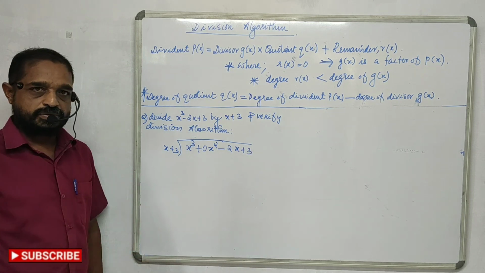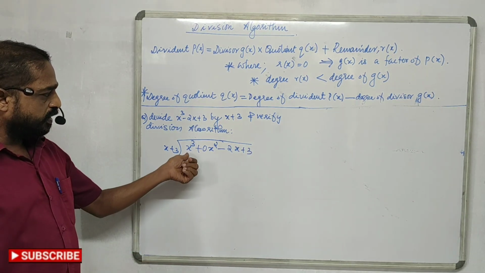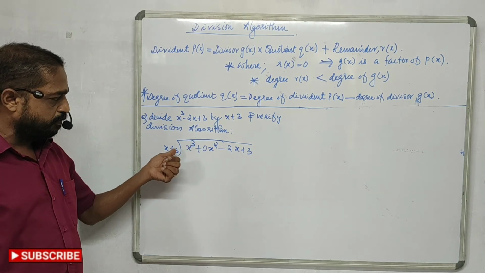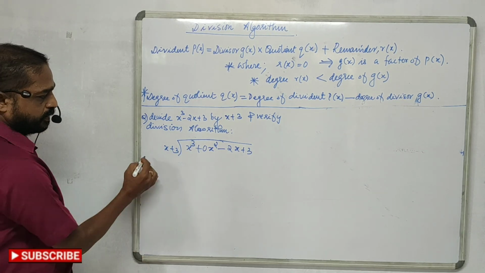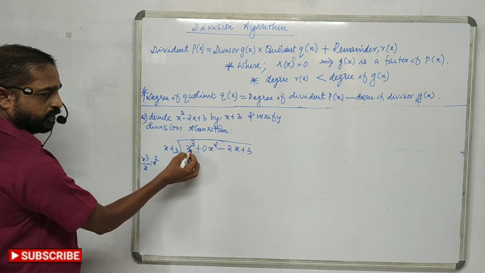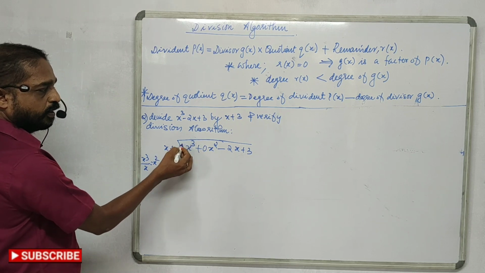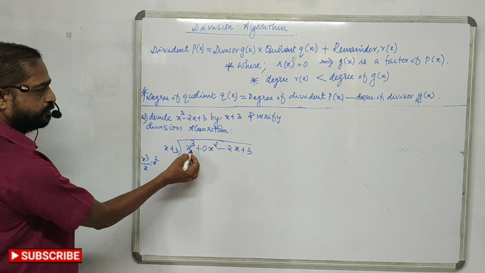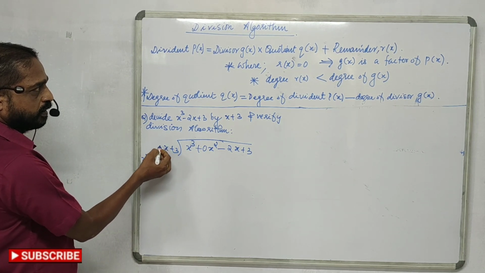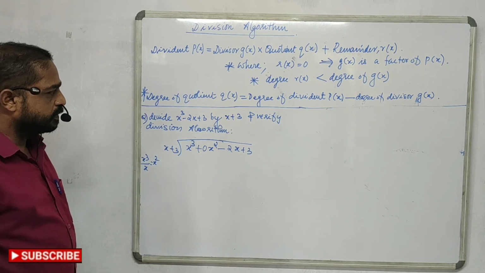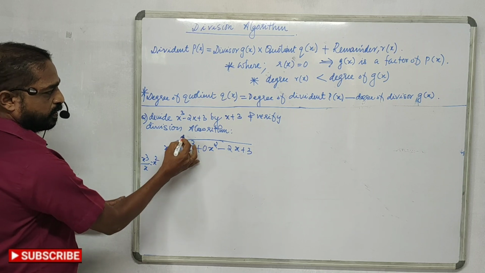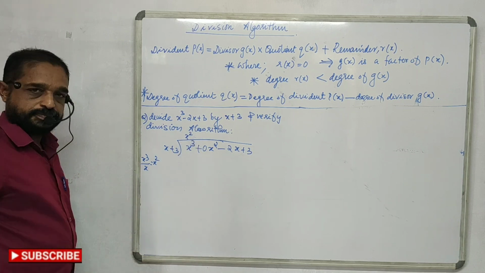So how to divide? You know how to divide two polynomials. Here the first term is x cube and here the first term is x. You simply divide x cube by x. So what is that? x square. You just divide the first term of this polynomial by the first term of the divisor. See, x cube by x, that is x square. You will have to write x square here.